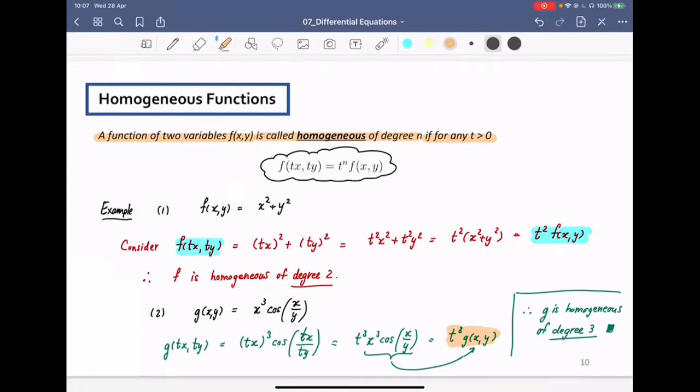The reason I have to mention this is that, when we look at the differential equation on the next slide, if we know that the function is homogeneous, we're going to have a particular way to solve it. Sounds good? Any questions so far? All right, so we're going to move to the next one.